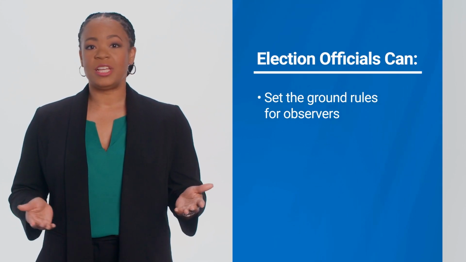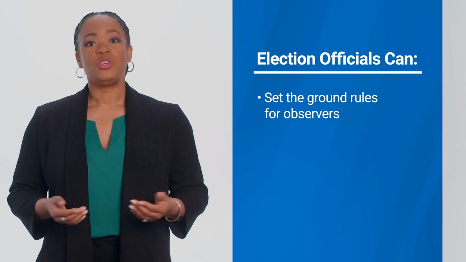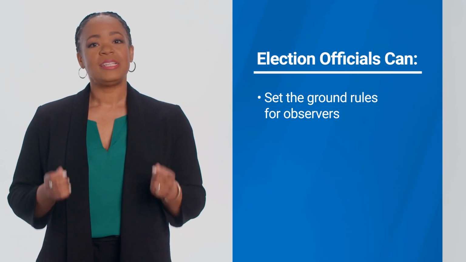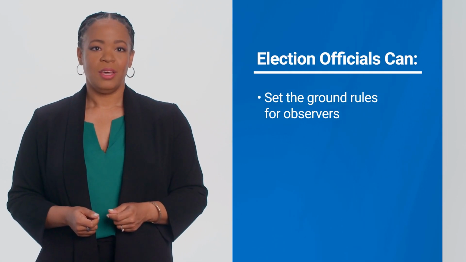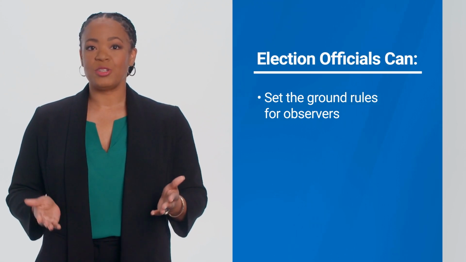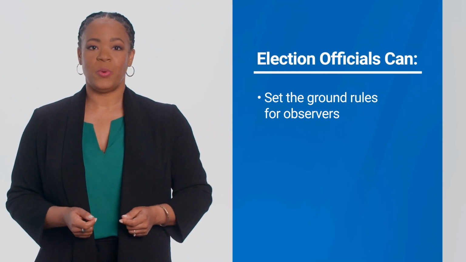This could include explaining do's and don'ts, using a code of conduct, and establishing clear boundaries for areas where observers are allowed. Posting signage or reminders about these rules can be helpful as well.